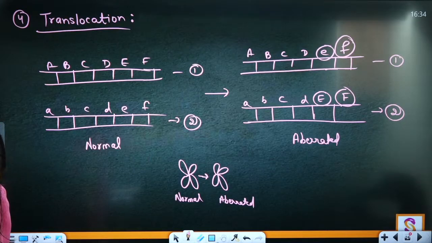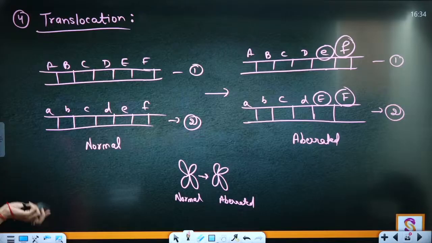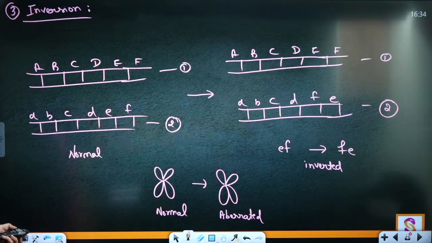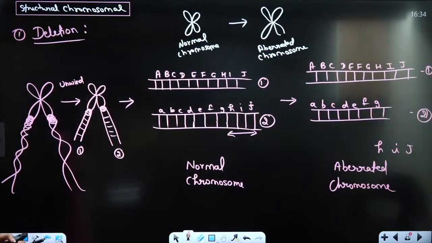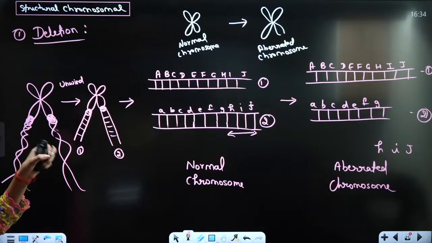Hari is asking, is the structure the same in deletion and aberration? What is the change between deletion and aberration? It seems to be similar. I can't understand your question, Hari. Aberration means error. Deletion is one type of aberration. Aberrations are basically of 4 types. So in the aberrated chromosome, one part is missed.